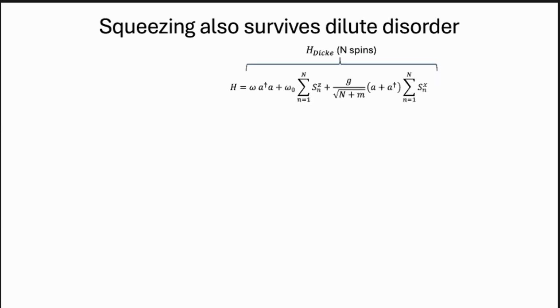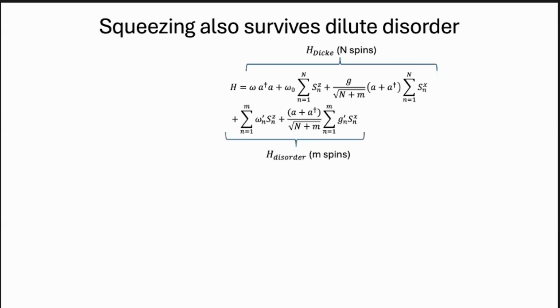Finally, I also looked at squeezing as a function of some sort of dilute disorder in my Dicke model. And the key message is that it does survive it. So what I did essentially is I looked at the Dicke model for n spins, which is just the normal nice Dicke model we have with all its symmetries. And then imagine I add some disordered spins. So there are some m number of spins which have some disordered excitation frequencies, some disordered couplings to this bosonic mode.